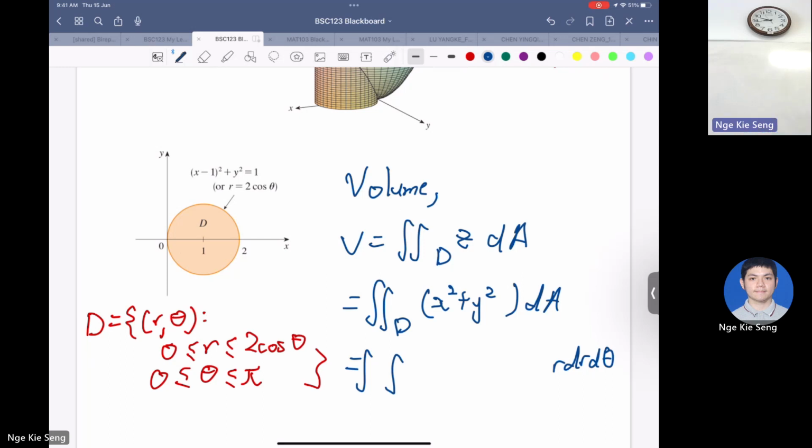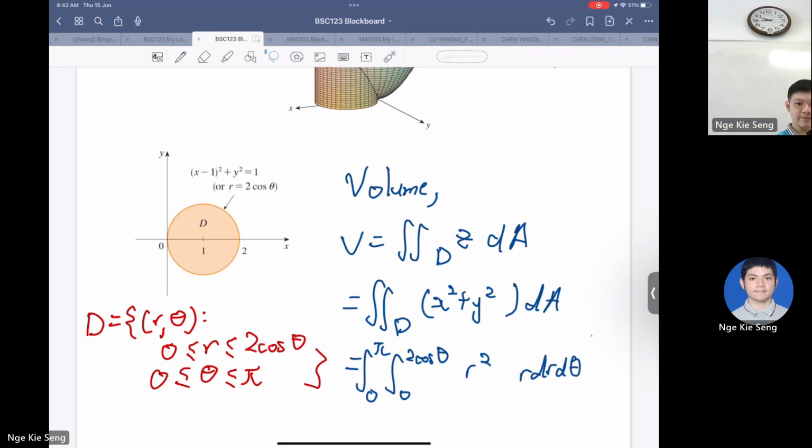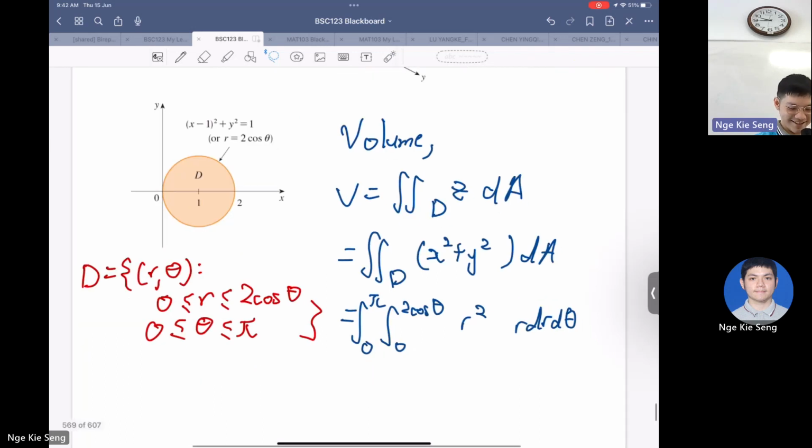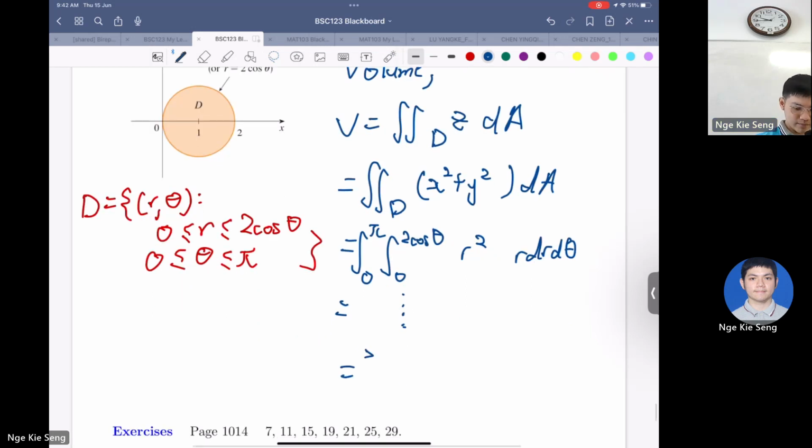So what's the domain change here? What's the dr d theta here? r is going from 0 to 2 cos theta, and theta is going from 0 to pi. What happened to our function? x squared plus y squared becomes what? It becomes r squared, because this is the change of variable. With the extra r it becomes r cubed, so you need to integrate r cubed. At the end, you should get 3 pi over 2.